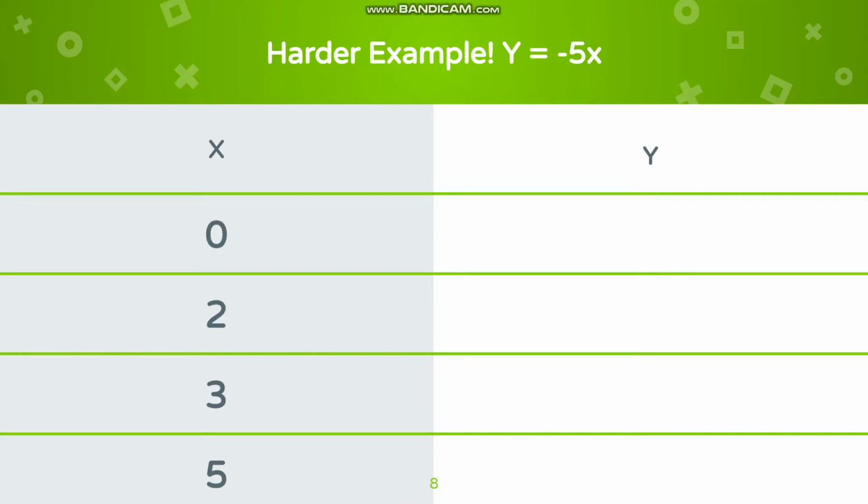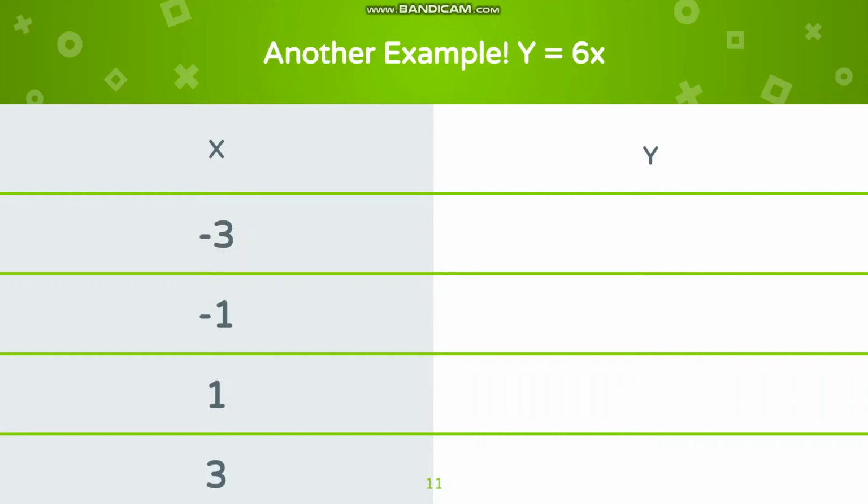Let's try a harder example with the equation y equals negative 5x. The first one's a bit easy because if you put 0 in for x, then you get y equals 0. But for 2, you put 2 in for x, you get negative 5 times 2, and that equals negative 10. So see if you can do 3 and 5 by yourself. Remember to pause the video a little bit, get your brains thinking. You were right if you said negative 15 and negative 25.